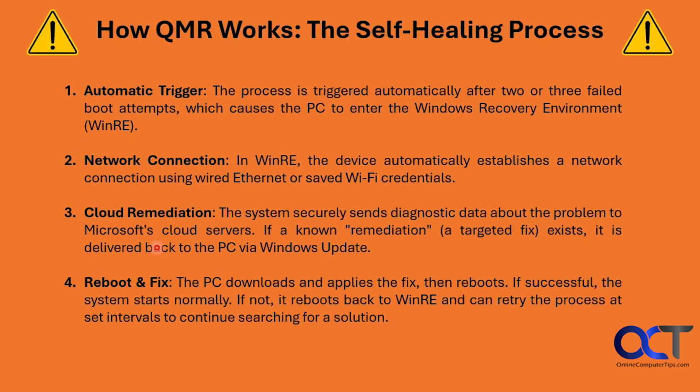All right, so how does it work? So this process is automatically triggered after 2 or 3 failed boot attempts, which causes the PC to enter the recovery mode, WinRE. So once it does this, it'll automatically establish a network connection using your Ethernet or Wi-Fi credentials. Right, then it'll send diagnostic data to Microsoft servers, and if there's a fix for this problem, it will be delivered back to your computer via Windows Update. So then your computer will download and apply the fix and then reboot. And then if everything is successful, you'll be back in business.